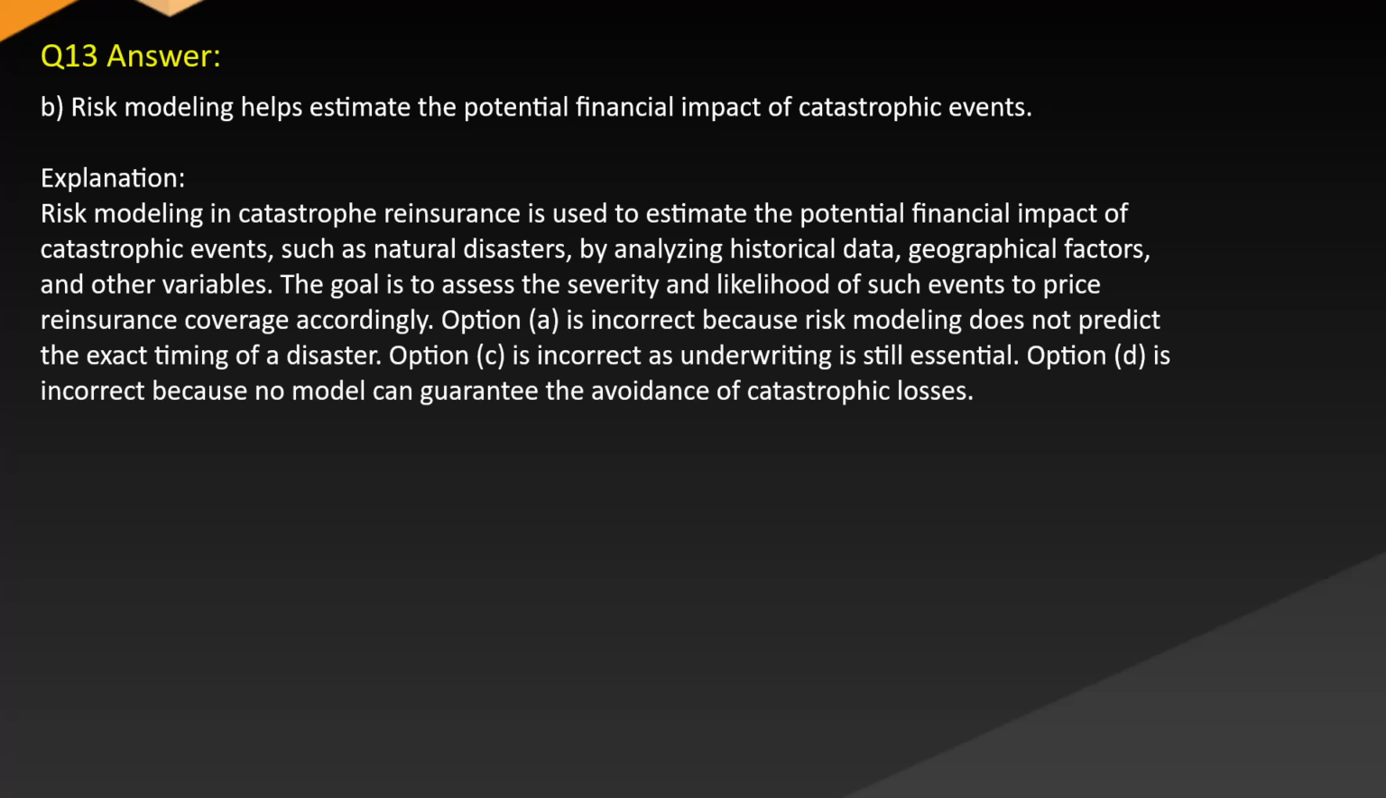Option A is incorrect because risk modeling does not predict the exact timing of a disaster. Option C is incorrect as underwriting is still essential. Option D is incorrect because no model can guarantee the avoidance of catastrophic losses.